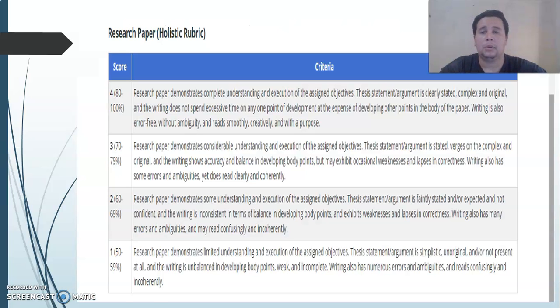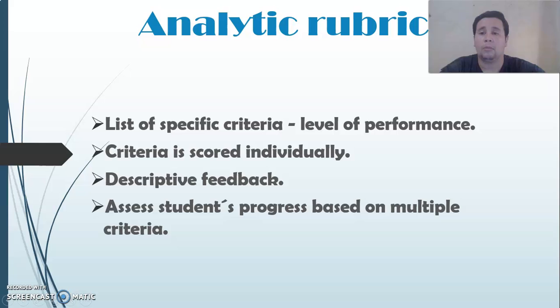Here we have an example of a holistic rubric for a research paper. As you can see, we have the score assigned in this column, and we have the criteria. In this kind of holistic rubric, the criteria is written in long sentences or maybe in a paragraph way.